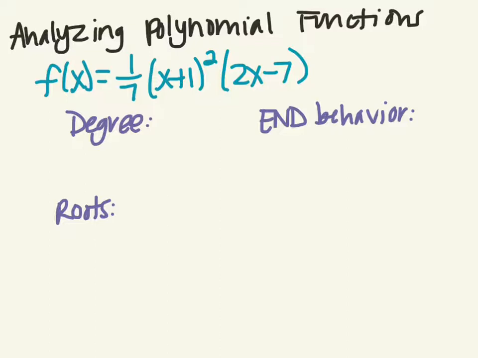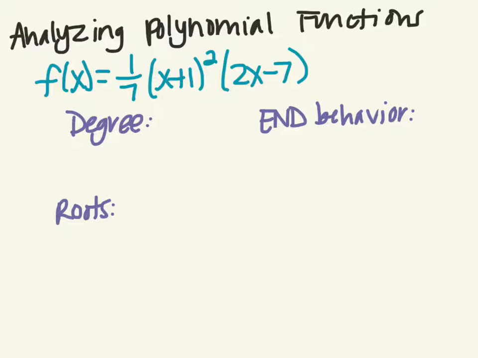Alright, this problem I took from the homework for analyzing polynomial functions. So you're starting off with this equation, f of x is equal to 1 over 7 times the quantity x plus 1 squared times 2x minus 7. Alright, we can pick out a couple of pieces of information to begin with on this.